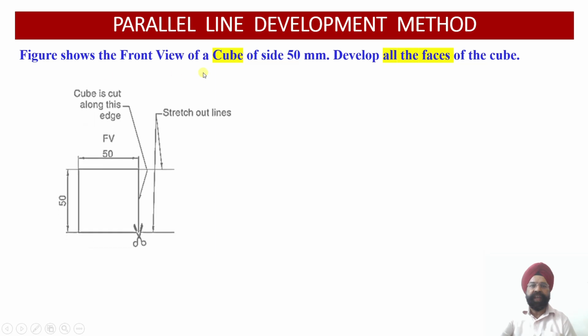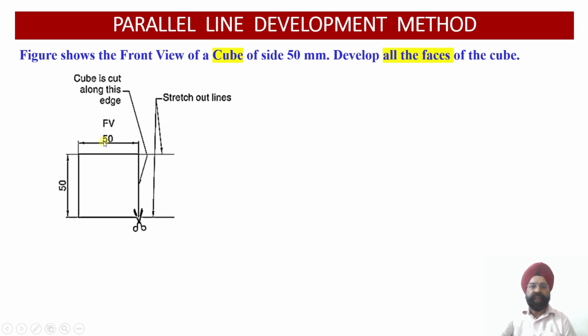So here we have a cube. This figure shows the front view of the cube, which has an edge of 50 millimeter. Now we are required to develop all six faces of the cube. Usually, whenever we are asked to develop the lateral surface of the cube, only the four lateral surfaces are developed, and the top and the bottom surface of the cube will not be developed in that case. Whereas here we have been asked to develop all six faces of the cube.